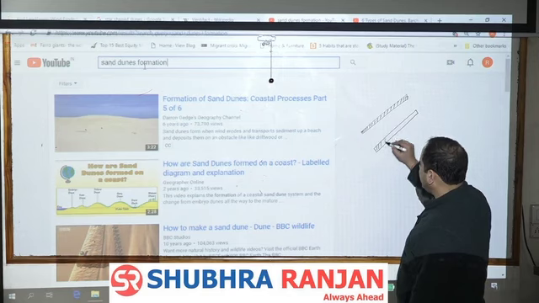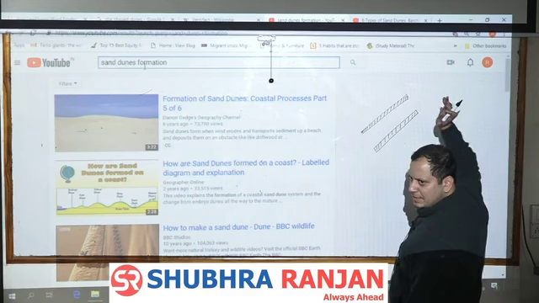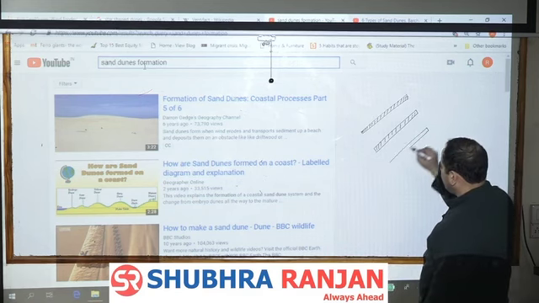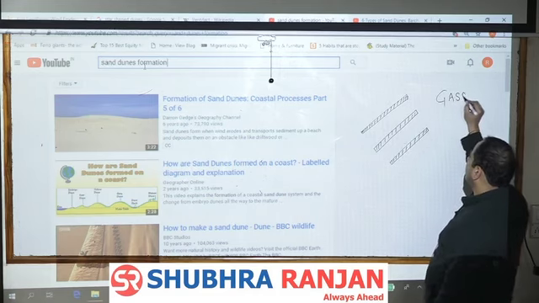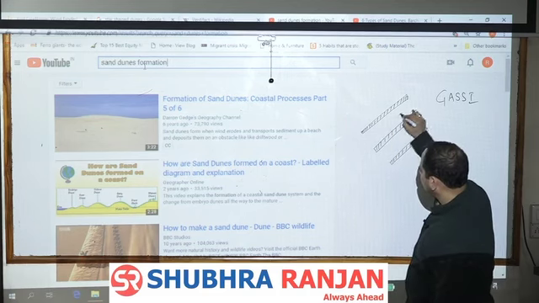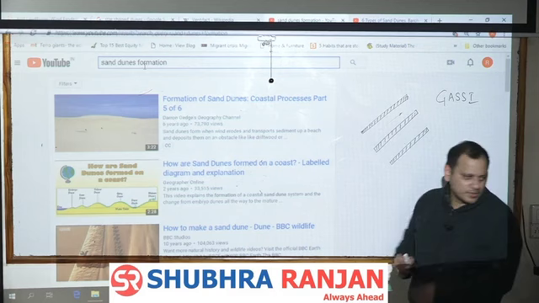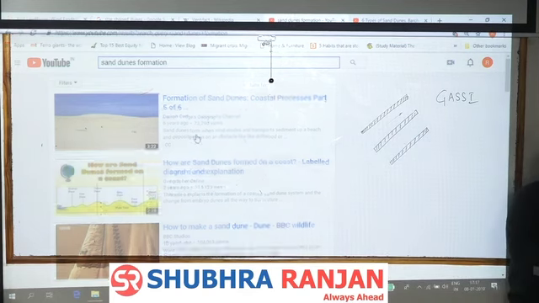Next point, surrounding the seif or the sand dunes is the sand free corridor. The corridor will be sand free because the wind will be going with great speed and putting the sand on the sides. Sand free corridor is known as Gasi. So where is the sand free corridor? This is sand dunes, known as Gasi.